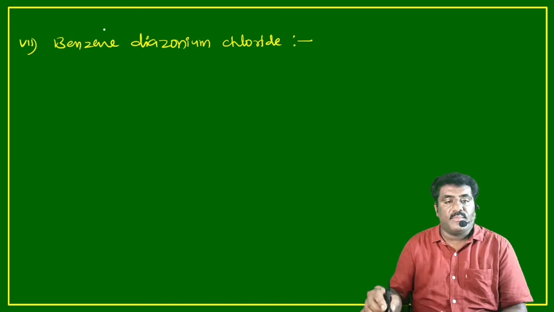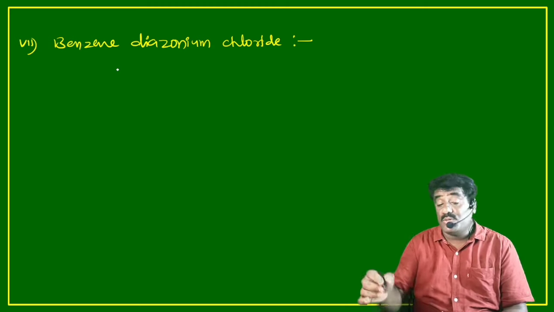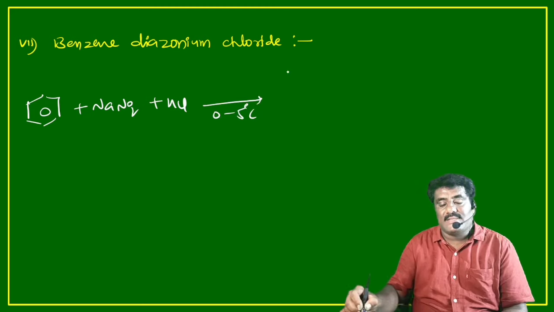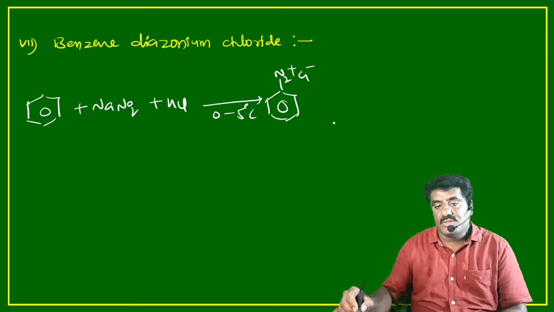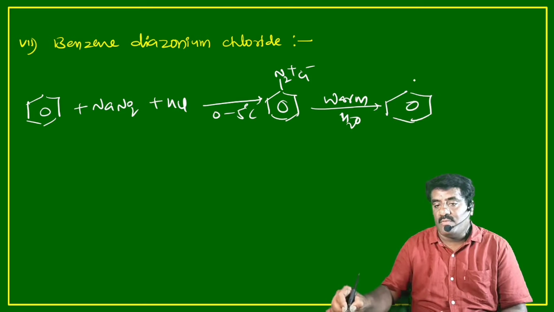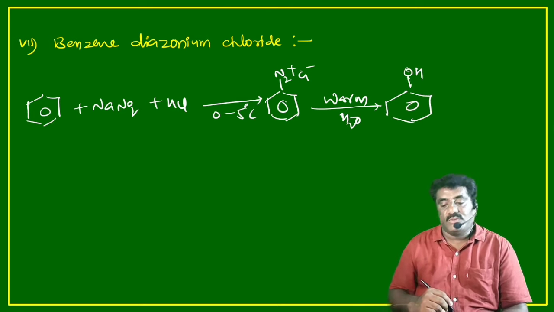What is the next method? From benzene diazonium chloride. How do we form benzene diazonium chloride? Benzene in presence of NaNO2 plus HCl at 0 to 5 degrees Celsius gives benzene diazonium chloride. Benzene diazonium chloride, just warmed with water or heated with water, forms phenol. This is the method for preparation of phenol from benzene diazonium chloride.